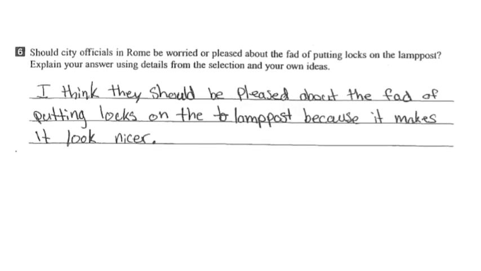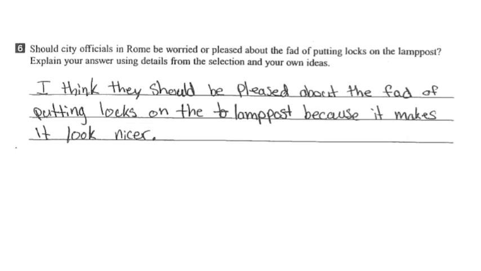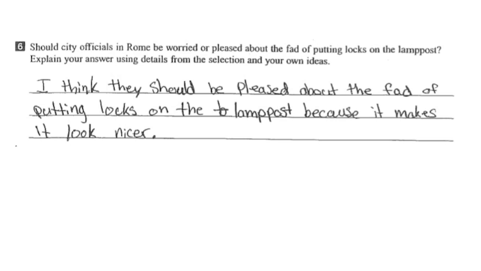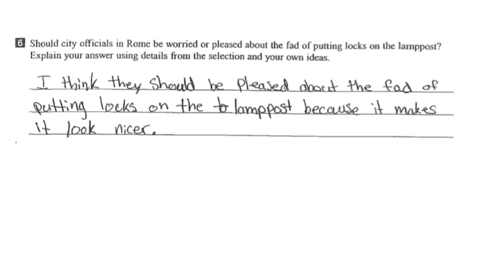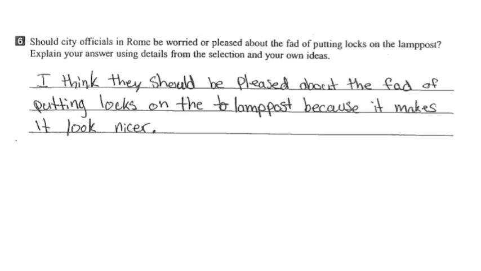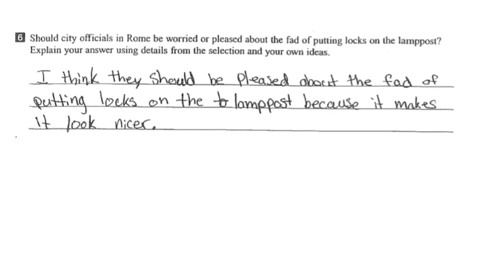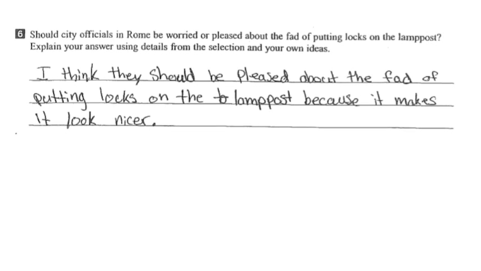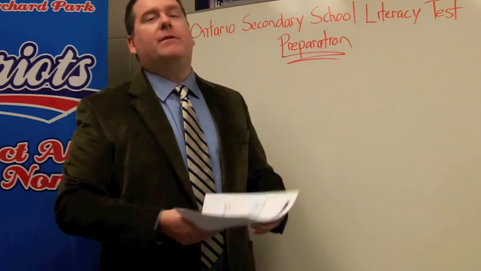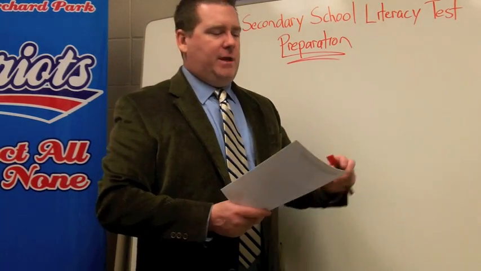Now, in the examples that we have, in the first one, the student says, I think they should be pleased about the fad of putting locks on the lamppost because it makes it look nicer. Part of the problem with this, first and foremost, is that it's too short. Secondly, the explanation is so unclear. It says it makes it look nicer. Those "it"s don't really refer to anything. Somebody reading it would not necessarily understand exactly what it is that the student means.